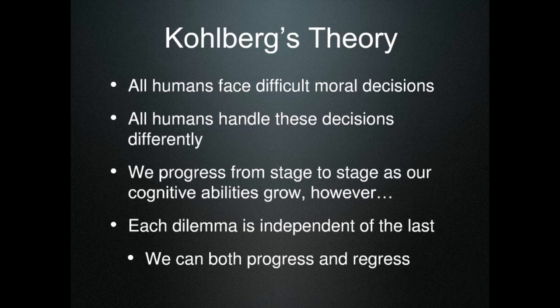That all humans face difficult moral decisions. All humans handle these decisions differently. We progress from stage to stage. What's interesting about Kohlberg is he's the only psychologist that said that you can go back and forth. You can progress and regress through your stages of morality.